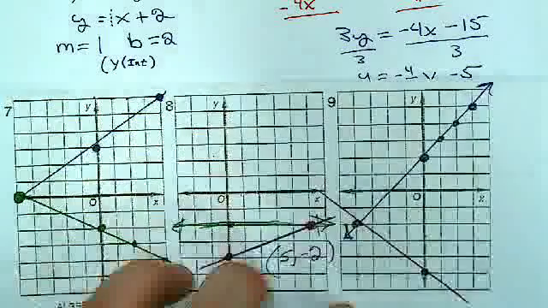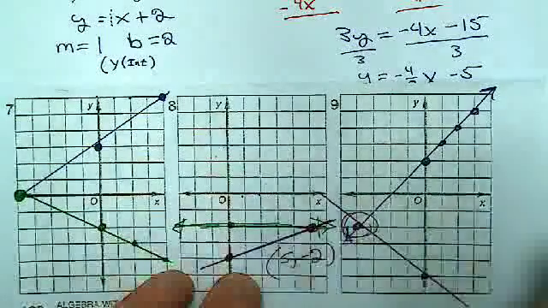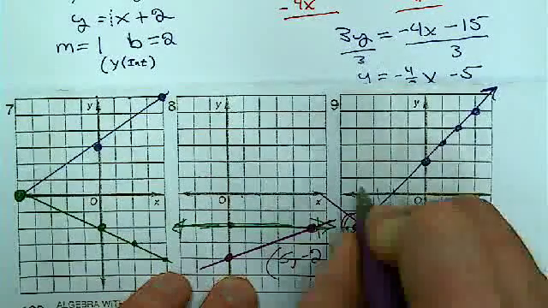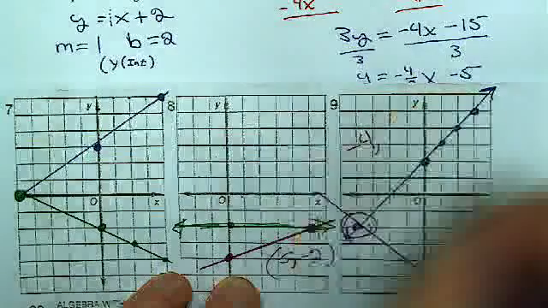And then I can look, and this is where they seem to cross, which looks like 1, 2, 3, 4, negative 4, 1, 2.